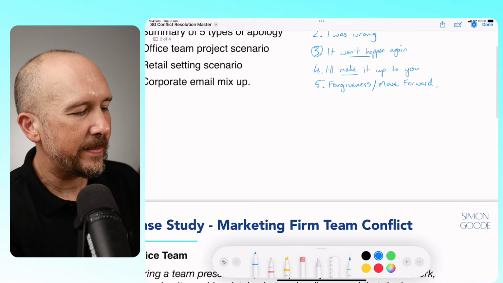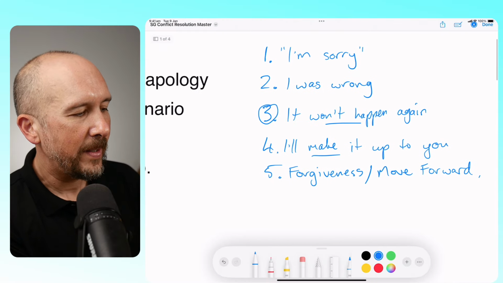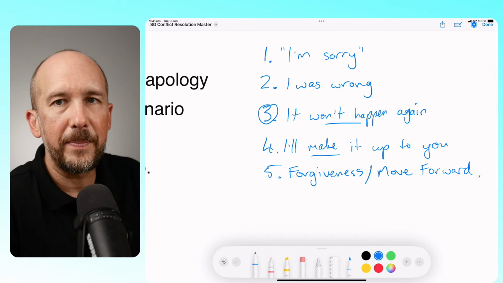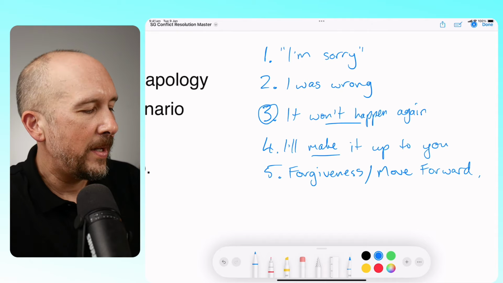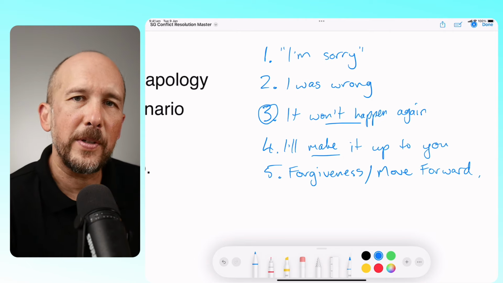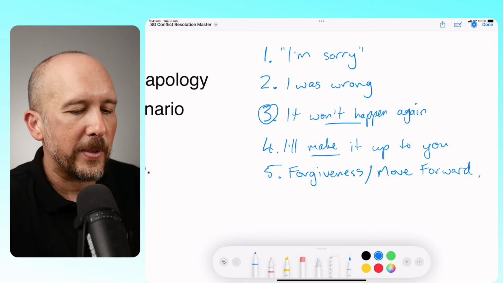Let's go back to those types that we wrote before. You could just say, look, I'm sorry. I shouldn't have jumped the gun there. I apologise. Number 2 would be something like, that was wrong. I should have stopped and checked my facts first before assuming that you'd been responsible for it.